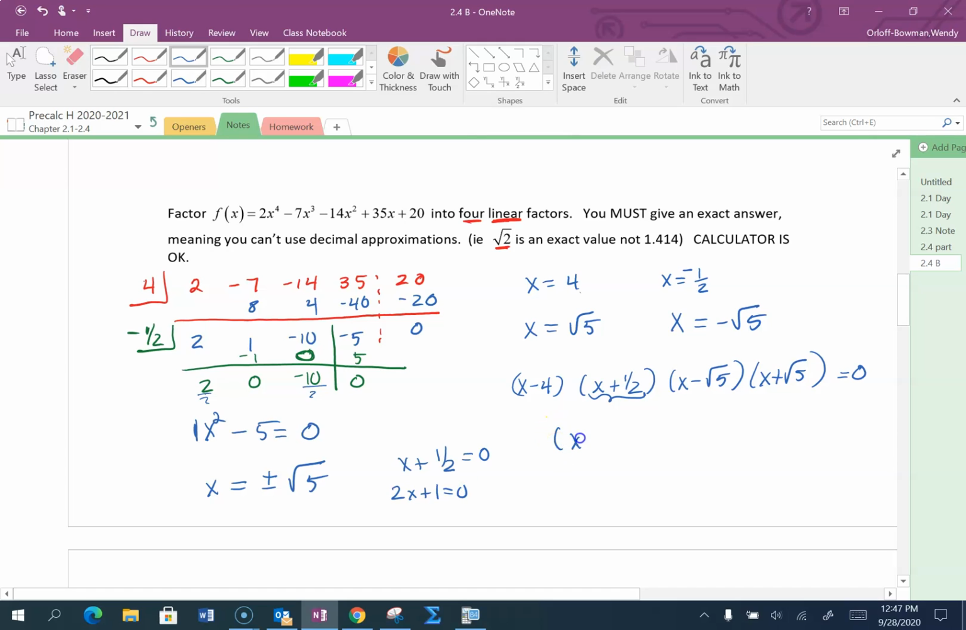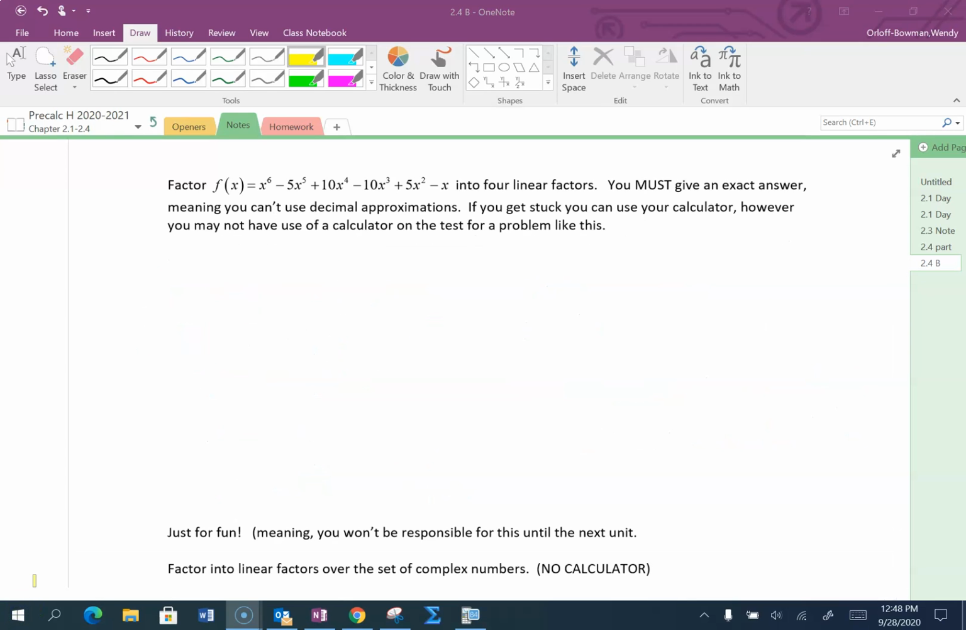So I have my factors, and these are linear factors, right? All of these x's have a power of 1 upon them. And that's how I factor that fourth degree polynomial into linear factors. Okay.